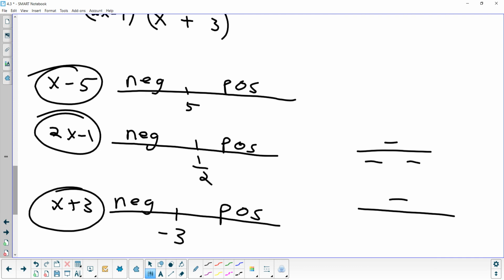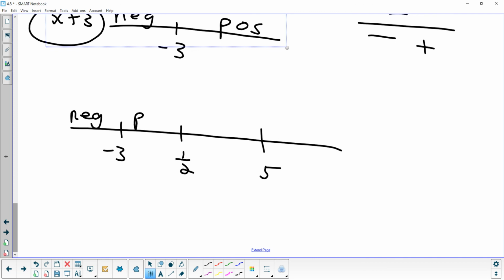What if you plug 0 into this one, the 2x minus 1? Negative. You're in the negative again. And what if you plug 0 into this one? Where are you? Positive. You're in the positives. What's a negative divided by a negative times a positive? That's positive. So now, we know this is going to happen.